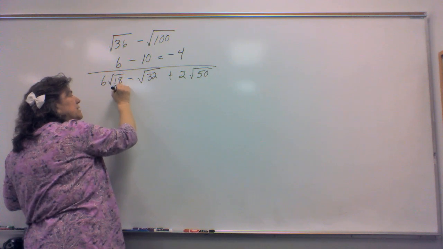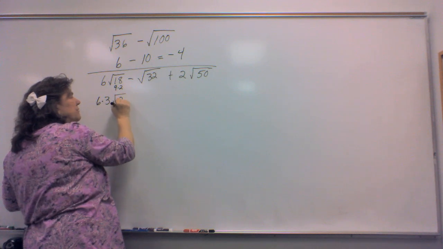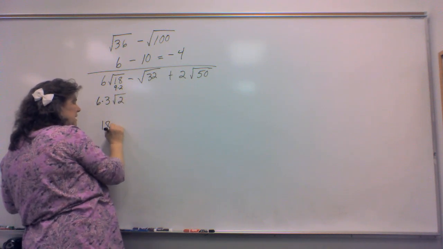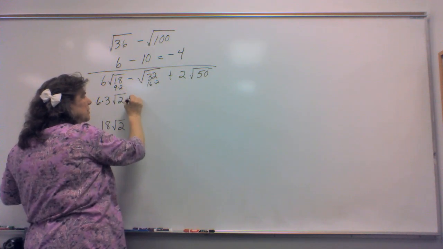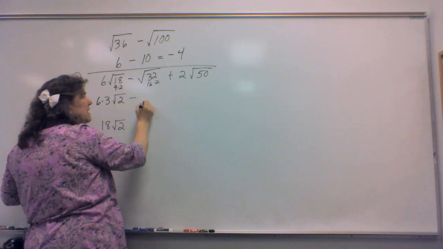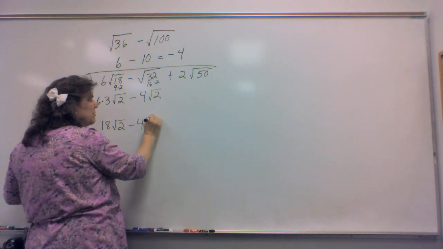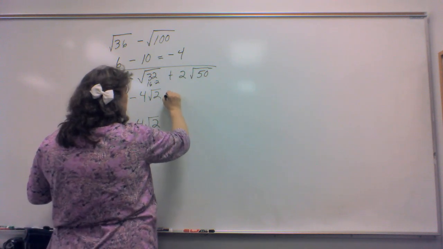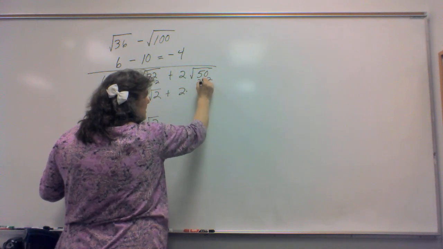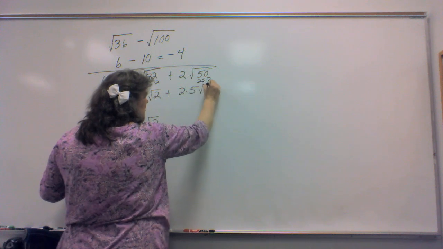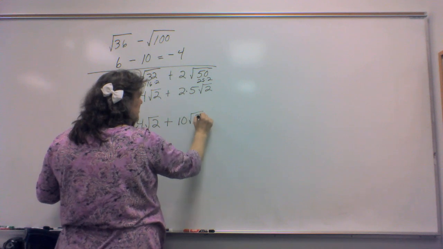18 is 9 times 2. Square root of 9 is 3. So 6 times 3 times the square root of 2, which is 18 square root of 2. This one is 16 times 2, minus square root of 16 is 4 times the square root of 2. So this is minus 4 square root of 2 plus 2 times 25 times 2 is your 50. Square root of 25 is 5 times the square root of 2. And 2 times 5 is 10 square root of 2.